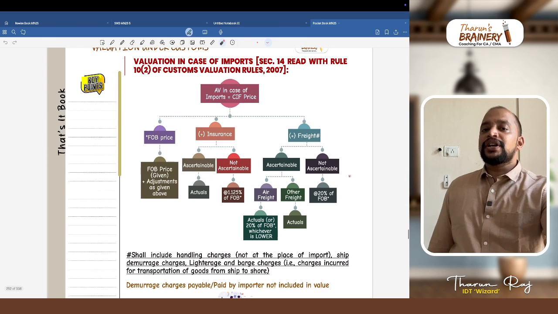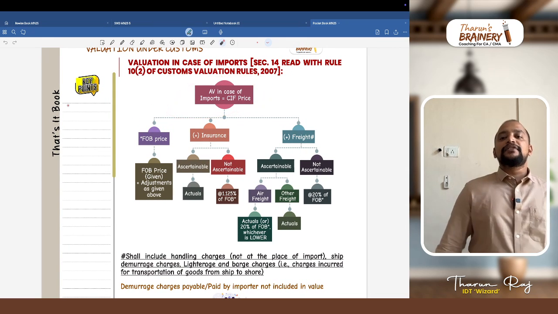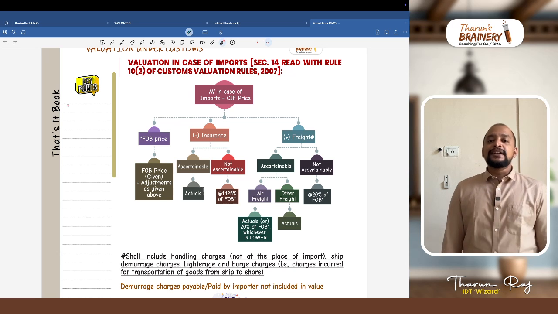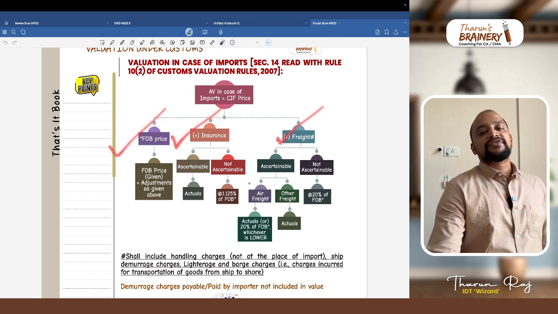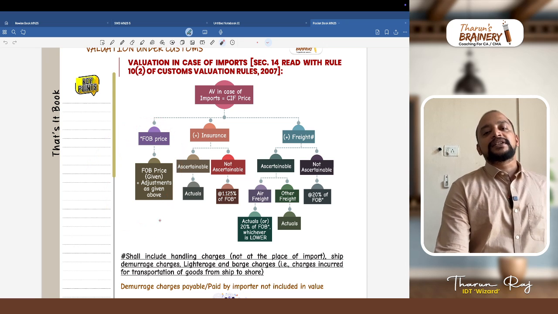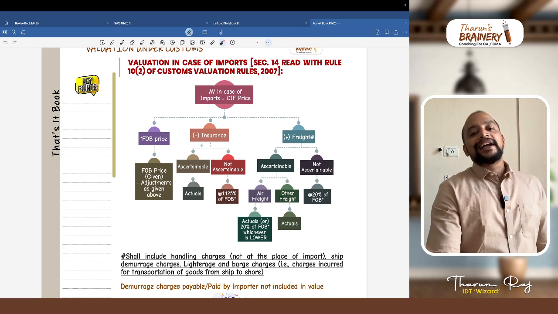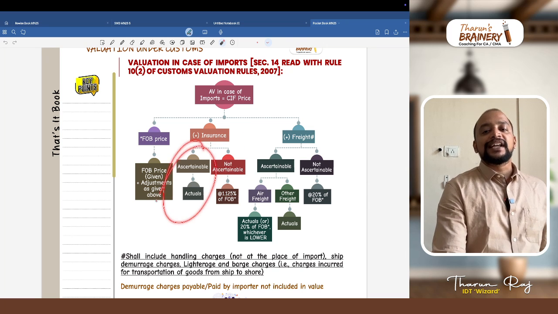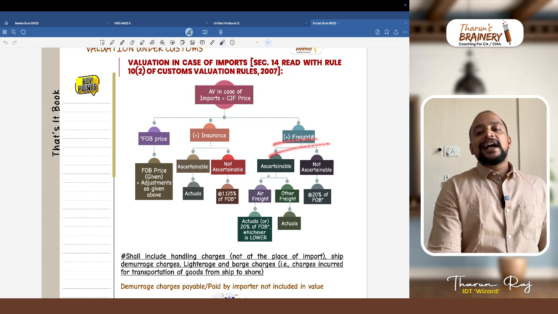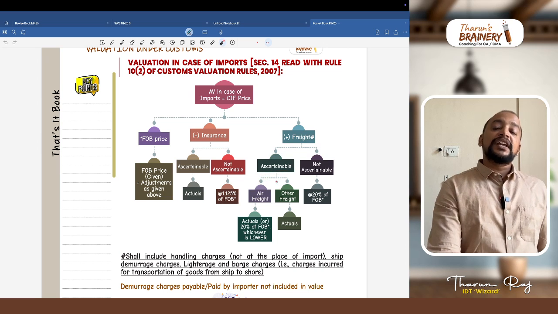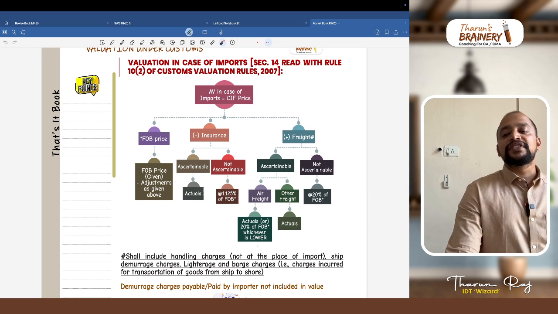Then valuation in case of imports. So secondary adjustments: assessable value in case of import is CIF price. To that CIF price, how will we arrive? FOB price plus insurance plus freight. So we need to make the adjustments: FOB price given plus adjustments as given above. Okay, and if insurance is ascertainable, we will take actuals; if not ascertainable, 1.125% of FOB. Freight, if ascertainable, take actuals. If it is air freight, we will compare with 20% of FOB, whichever is lower.